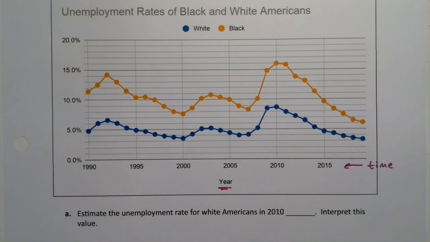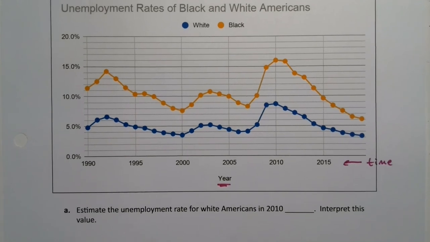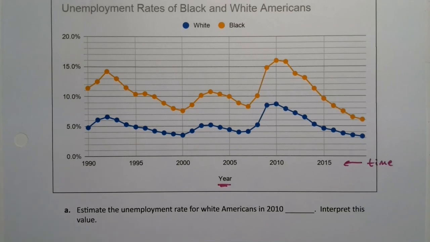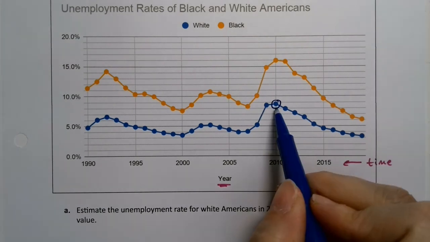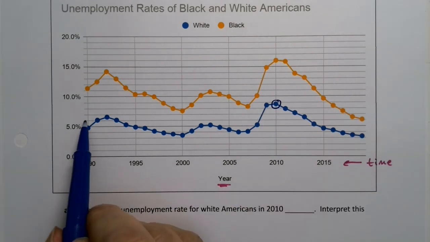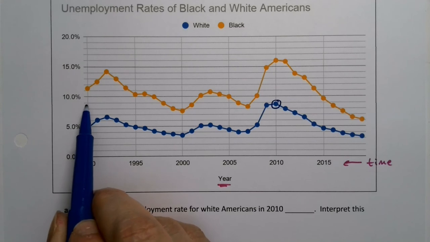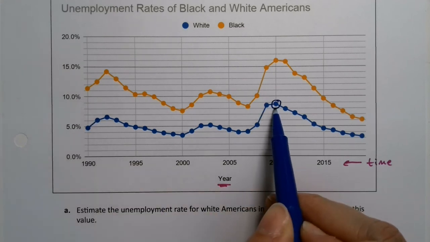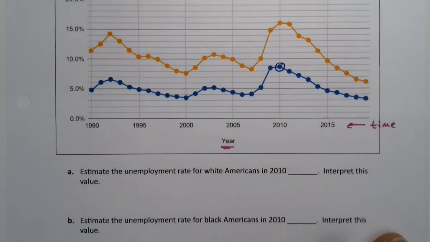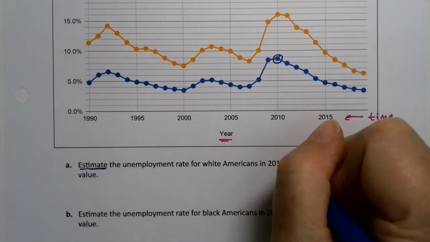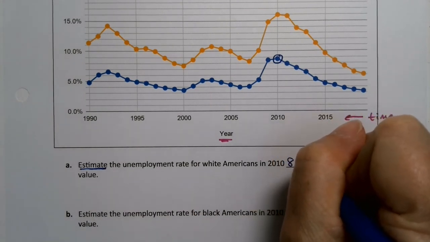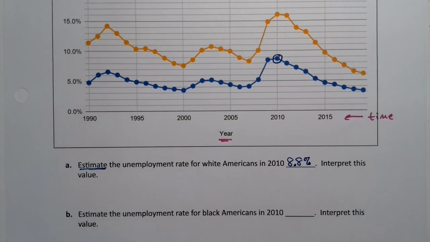So we want to estimate the unemployment rate for white Americans in 2010 and interpret that value. All right, so 2010 is this year, so it's right there that we're looking at. And it looks like, let's see here, if this is 5, 6, 7, 8, that's 9 right there. That's 8 right there. It's closer to 9 than it is to 8. So probably put it at about 8.7% or so. 8.8. It says estimating because of course we're eyeballing this. I'm not going into the table and grabbing it. So I'm going to estimate 8.8% just for the sake of it.